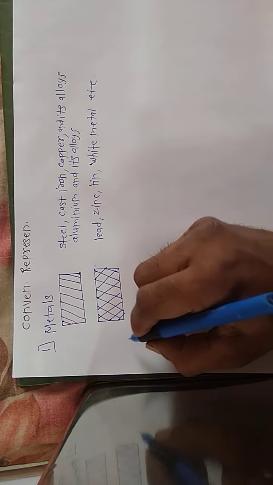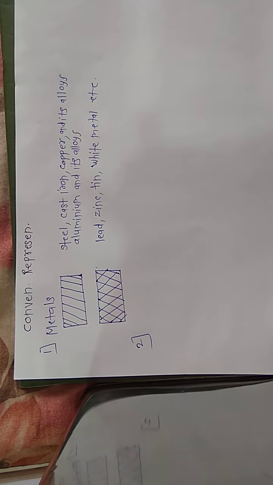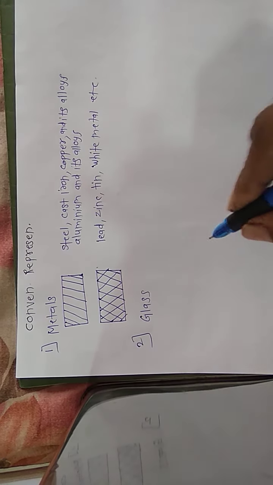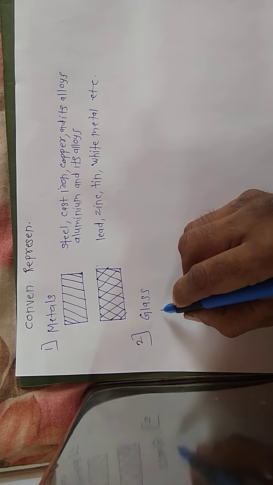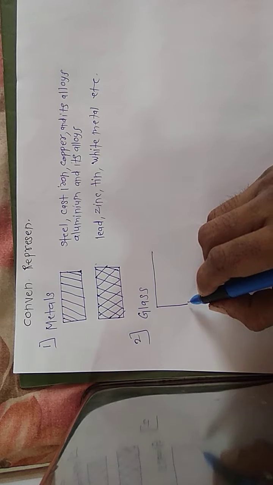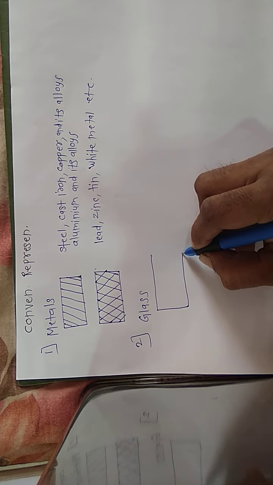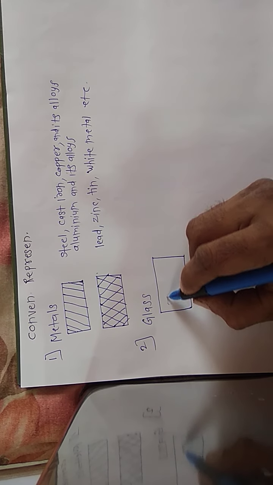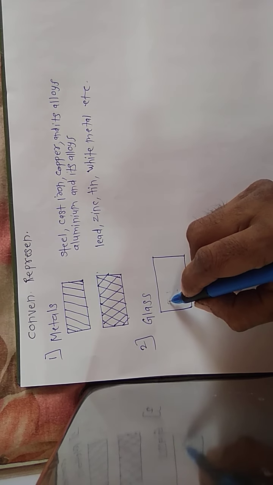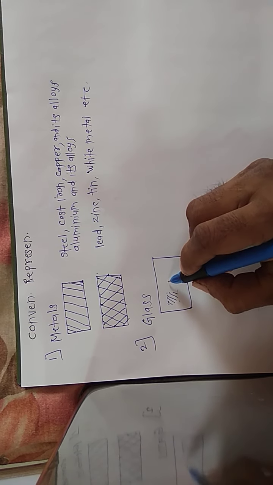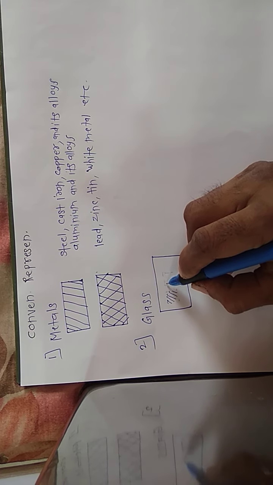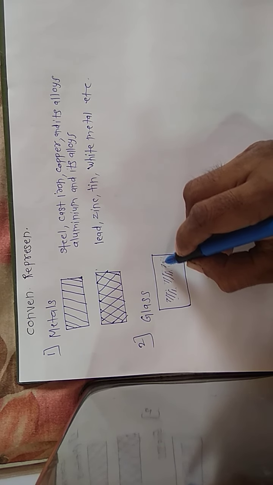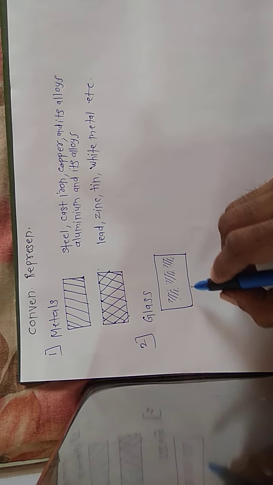Now for glass, the conventions are very simple. Again draw the rectangle, and in the square-like portion draw some inclined lines. These conventions are used for glass.